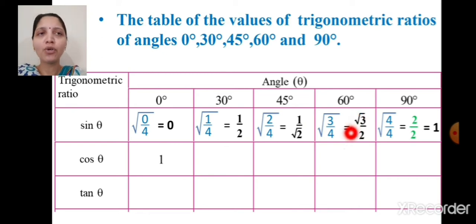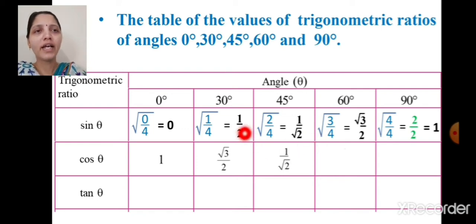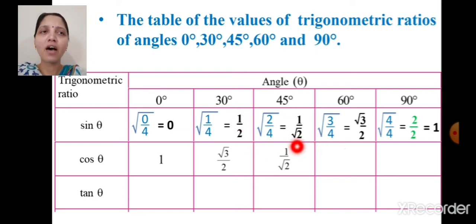Root 3 upon 2. So here you will write root 3 upon 2. Then 1 upon root 2. So cos 45 will also be 1 upon root 2. Then sin 30 is half. So that will be your answer for cos 60. And cos 90 will be 0. Okay. So in the reverse way you have to start writing the values for cos theta.